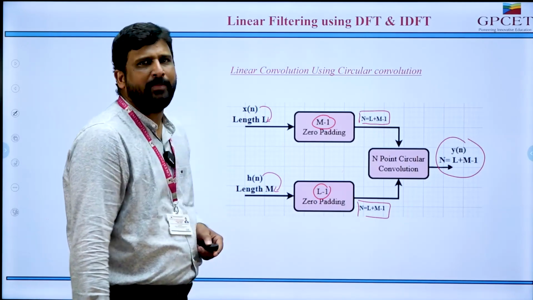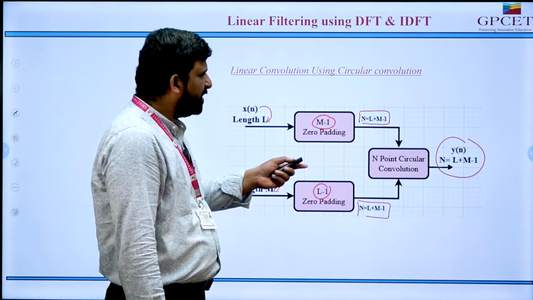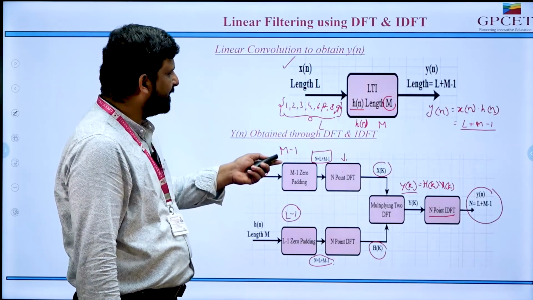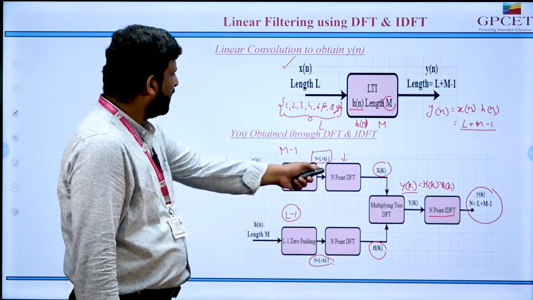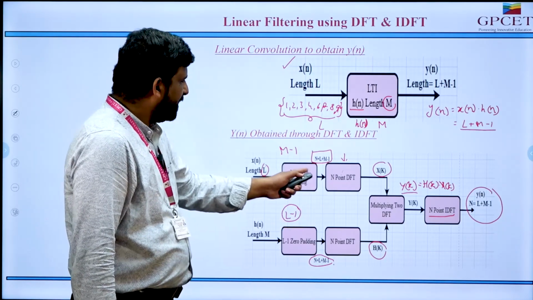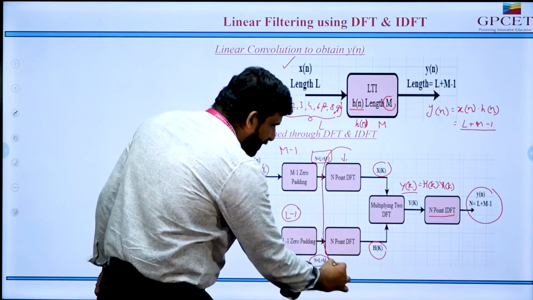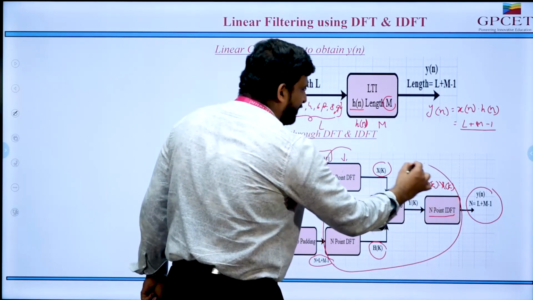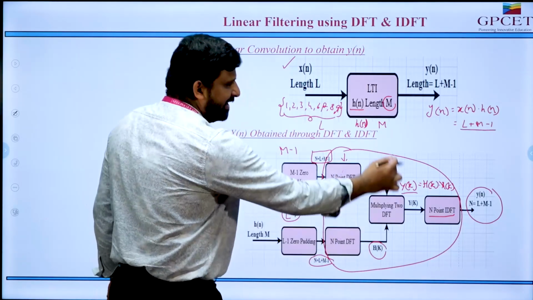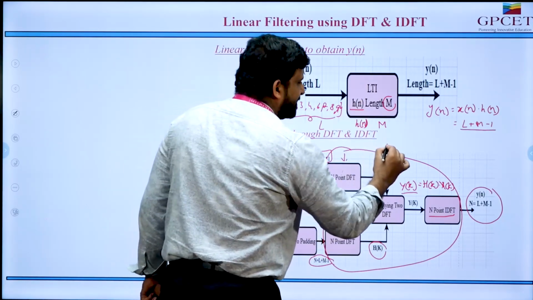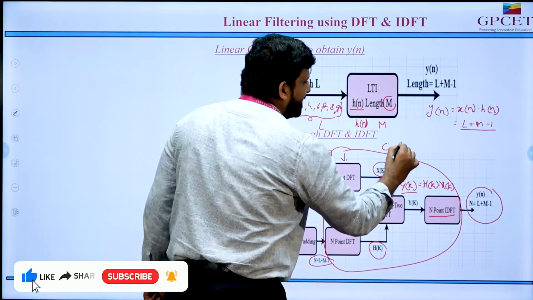that is, N is equal to L plus M minus 1 length. So if you compare this diagram with the previous diagram, y of n obtained through DFT, the same thing happened here, but instead of this particular DFT and IDFT, the circular convolution has been done.